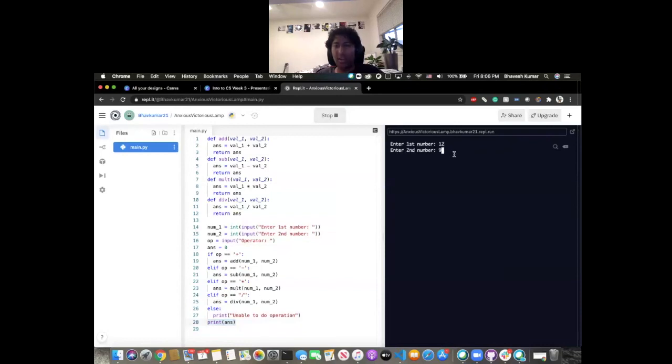we can see if I enter 12 and if I enter 9 and I write plus, it adds them together and gives me the result. If I enter 200, if I enter a huge number and I enter 1 and I divide them, give me the result.